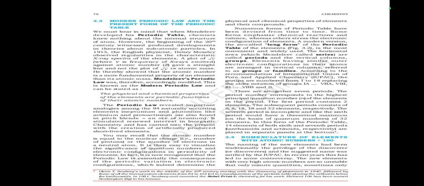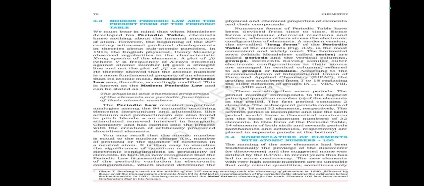The periodic law revealed important analogies among the 94 naturally occurring elements. Neptunium and plutonium, like actinium and protactinium, are also found in pitchblende, an ore of uranium. It stimulated interest in inorganic chemistry and has carried into the present with the creation of artificially produced short-lived elements. You may recall that the atomic number is equal to the nuclear charge, that is the number of protons, or the number of electrons in a neutral atom.